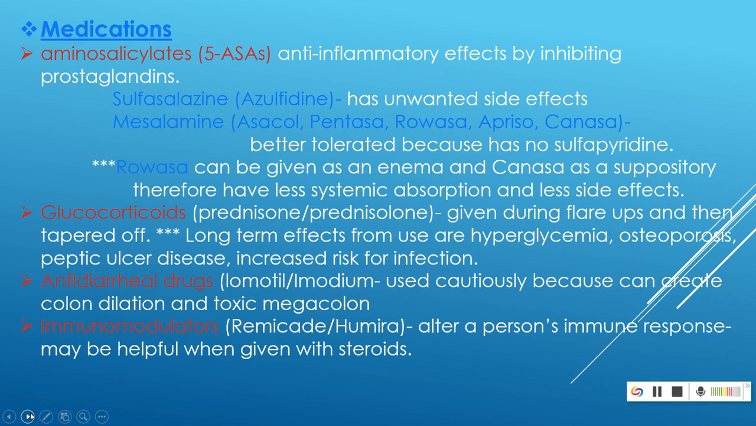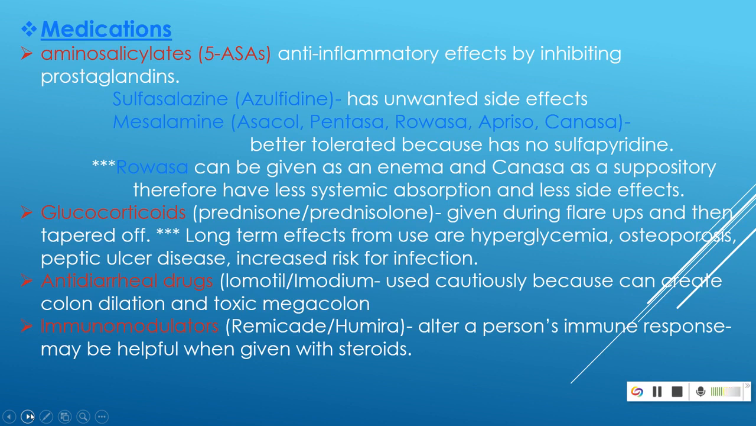Antidiarrheal drugs, they're having a lot of diarrhea stools. With fulminant disease, you can have greater than 10. So people want to take some Imodium to decrease the stools. But you have to be careful with these because they can create colon dilation and toxic megacolon. You also have to be careful with these in elderly people, because it can cause confusion.